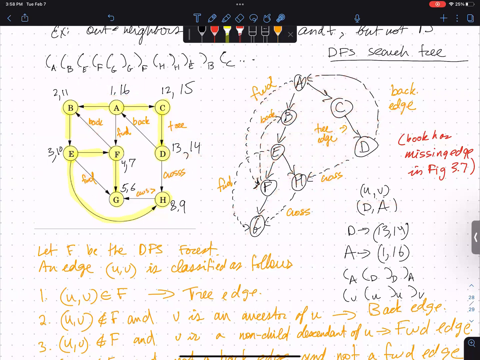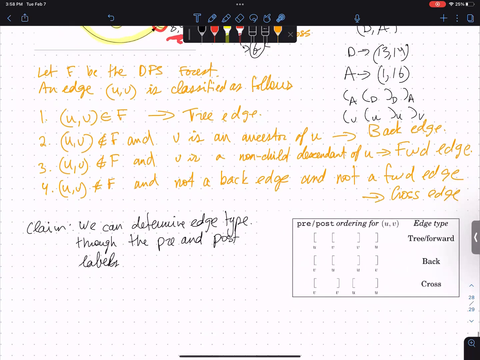If we were to ask about D and H, we could tell the type of edge by looking at these intervals and saying these are disjoint intervals. So this is a cross edge, disjoint intervals. Because what? Because 13, 14 is inside of 1, 16.